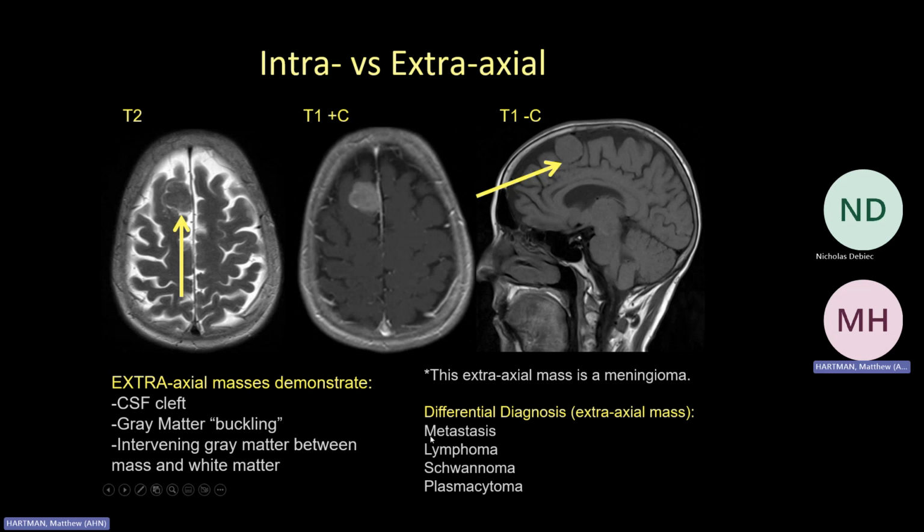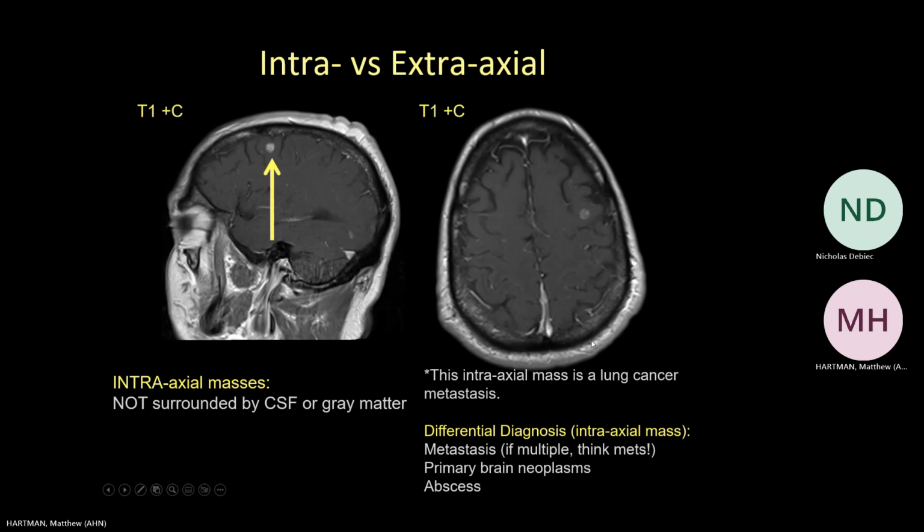And in our differential, our friends meningioma and lymphoma show up. Meningiomas love to be on the falx like this, extraaxial. That's actually what this case is. And you can put a couple other rare things, but this is very classic for meningioma.